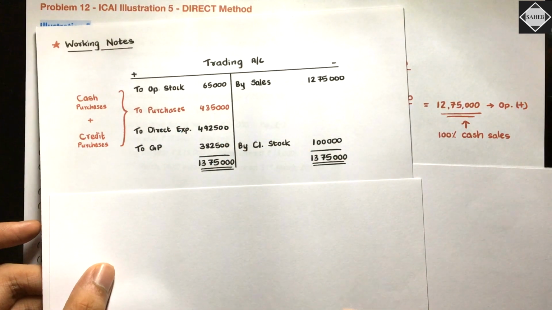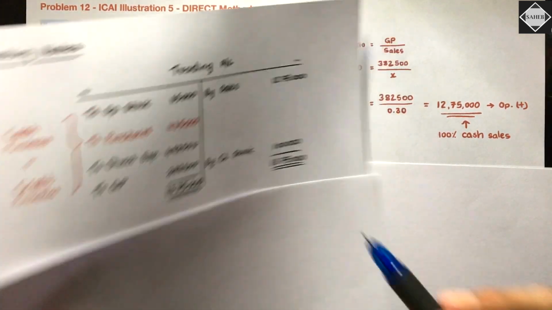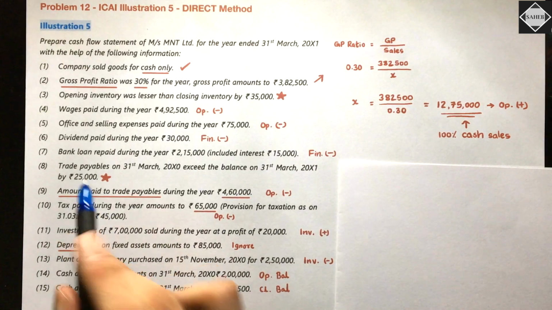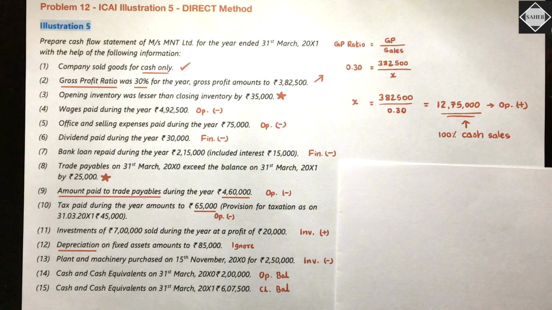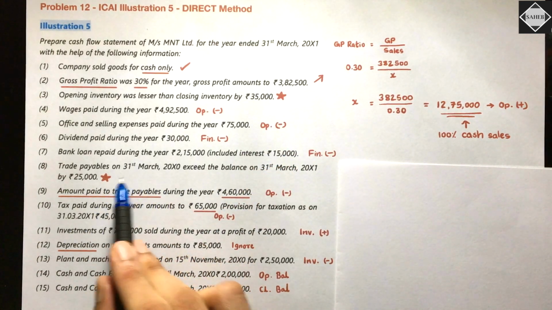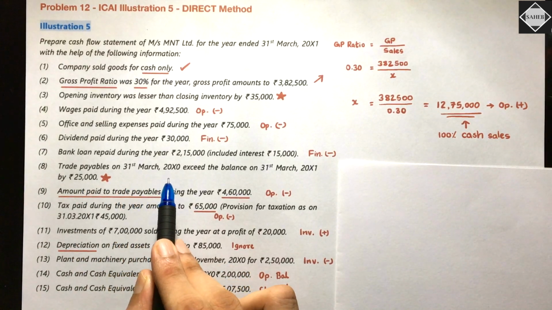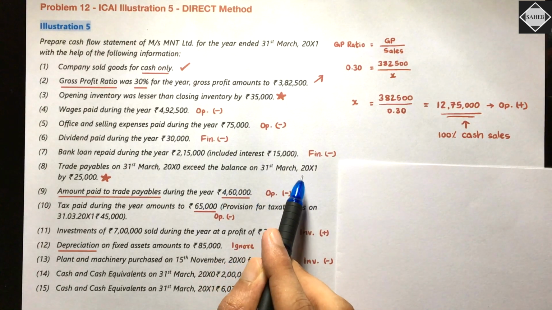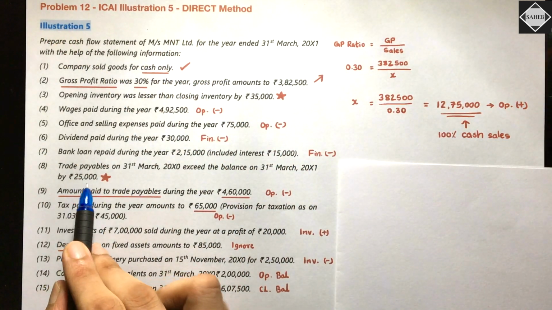Now we have to find out how much are the credit purchases. Can we find that out? Yes, we can, because they have given us data regarding trade payables, isn't it? So we'll open the trade payables account, the creditors account. Here also they have given us the same thing, not the exact figures. They have said trade payables on 31st March 2020, the opening balance, exceed the balance on 31st March 2021. They are saying the opening balance is more than the closing balance by 25,000.